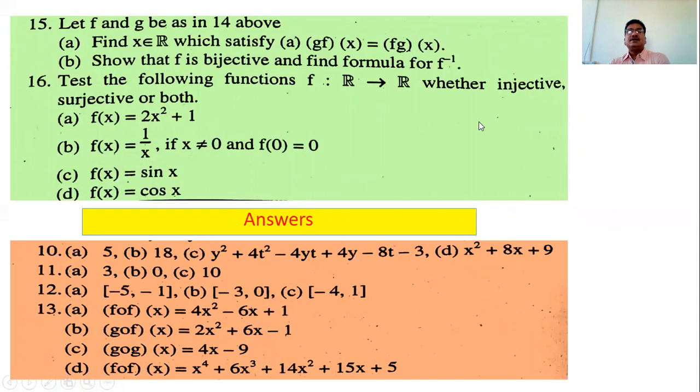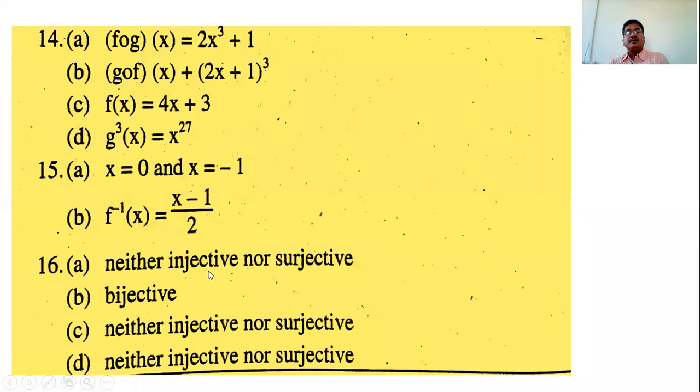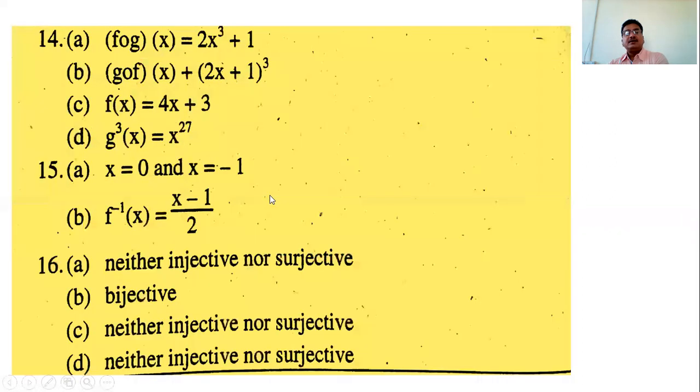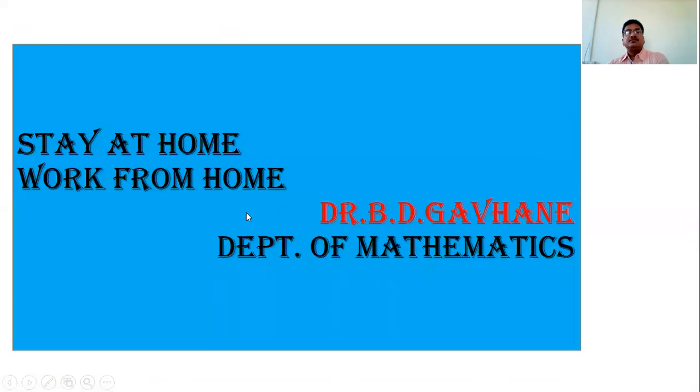So this is an example of testing whether the function is injective, surjective, or both. The first function is not injective. Find two elements in R such that their images are the same. Similarly, solve these examples. Answers are given for this example. So solve all the exercise examples.